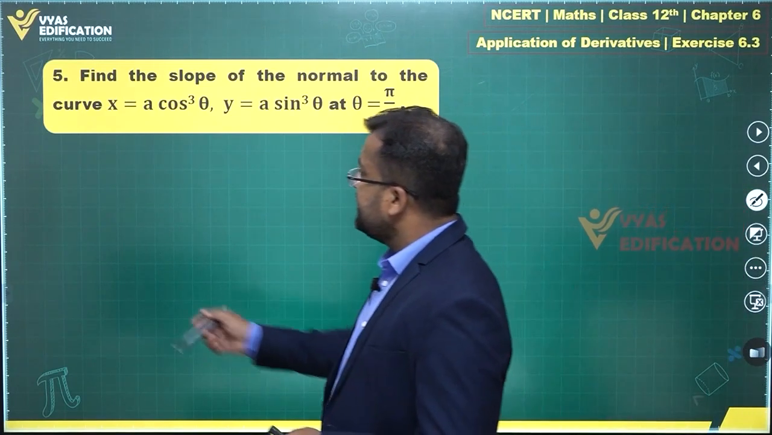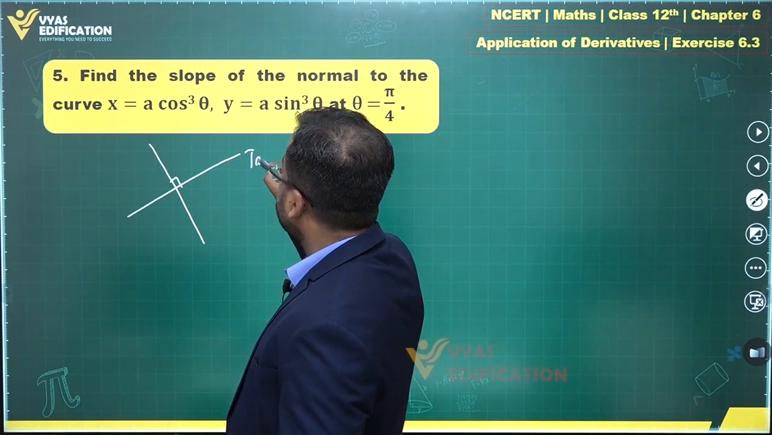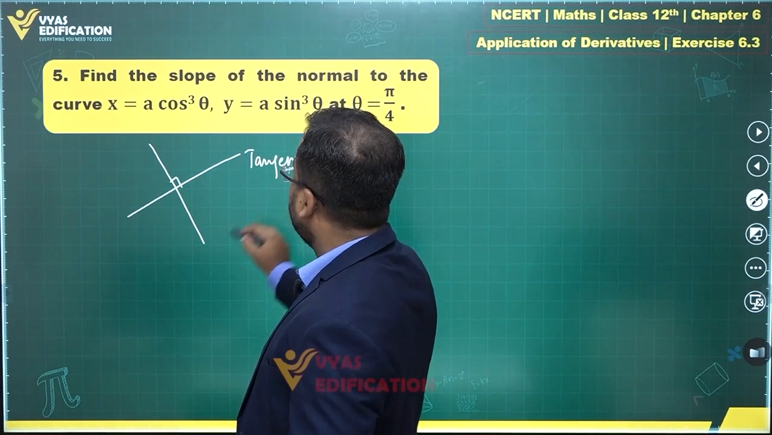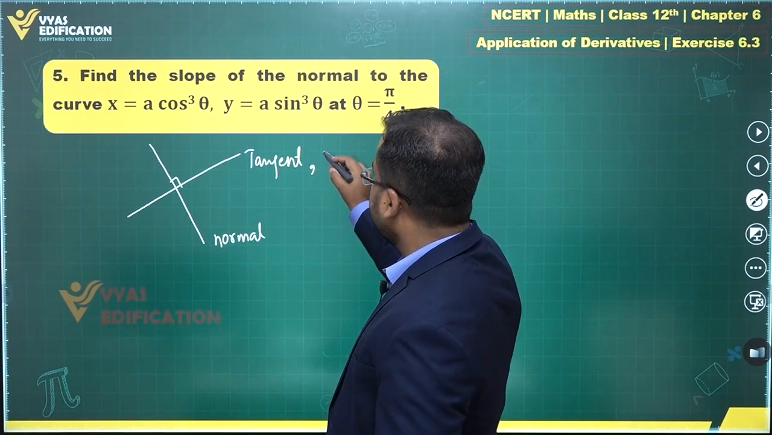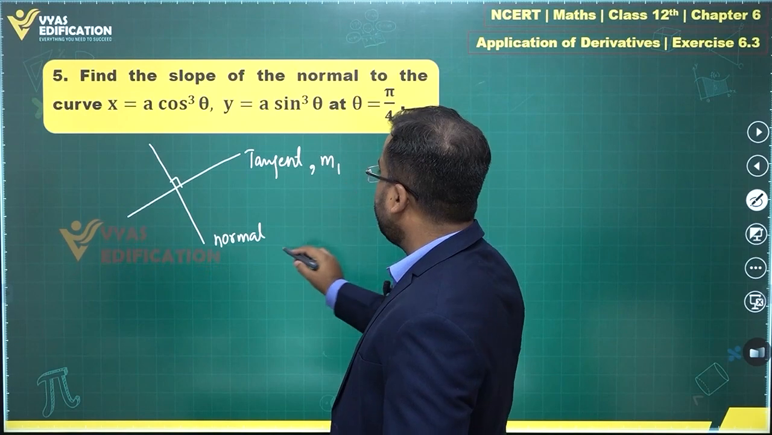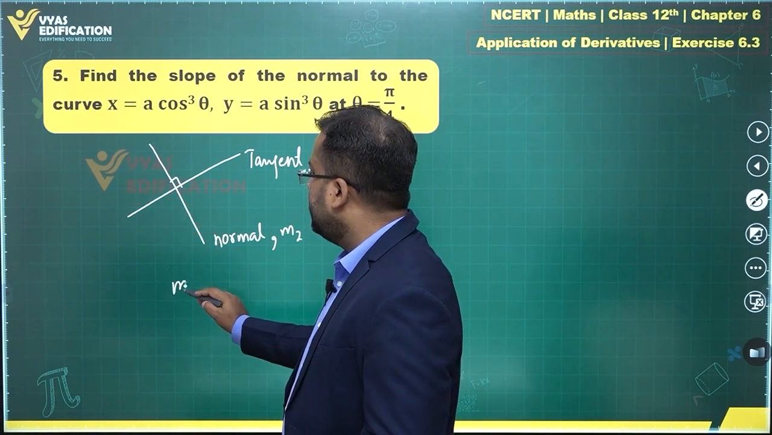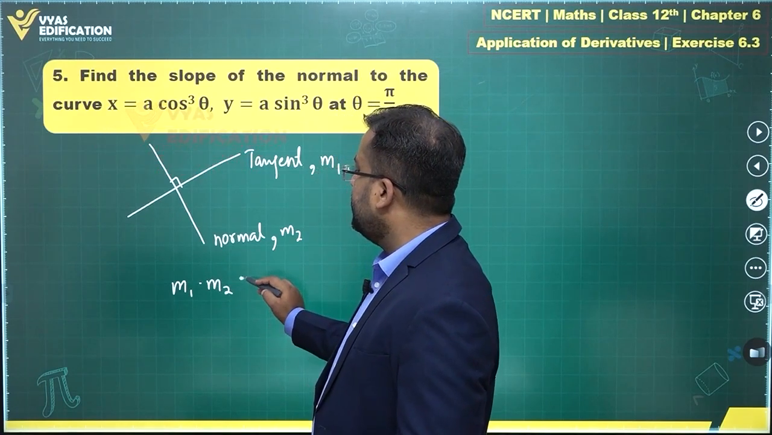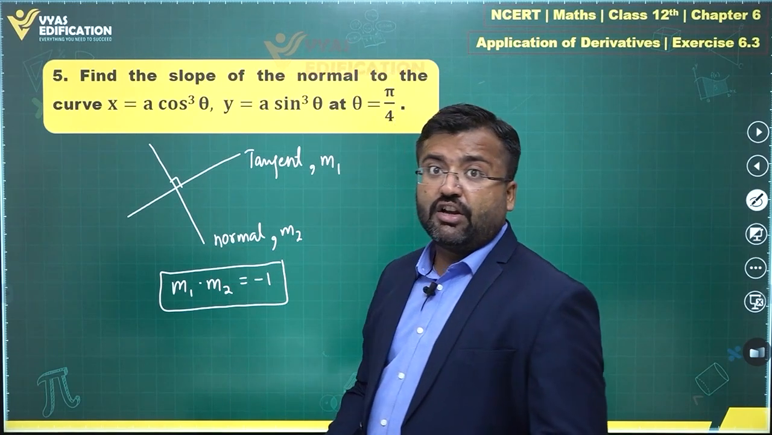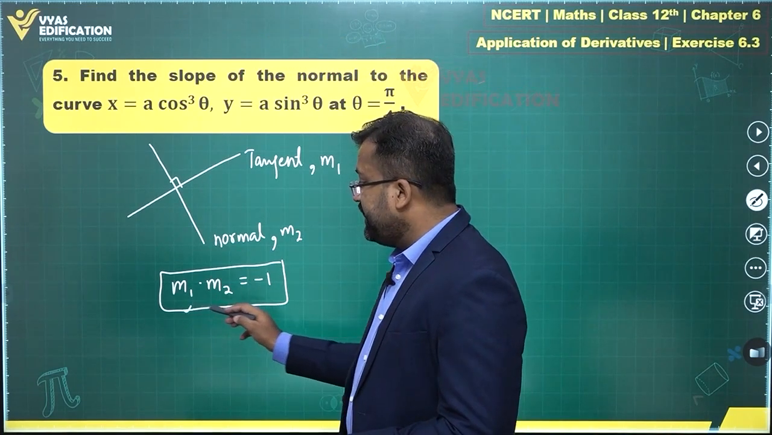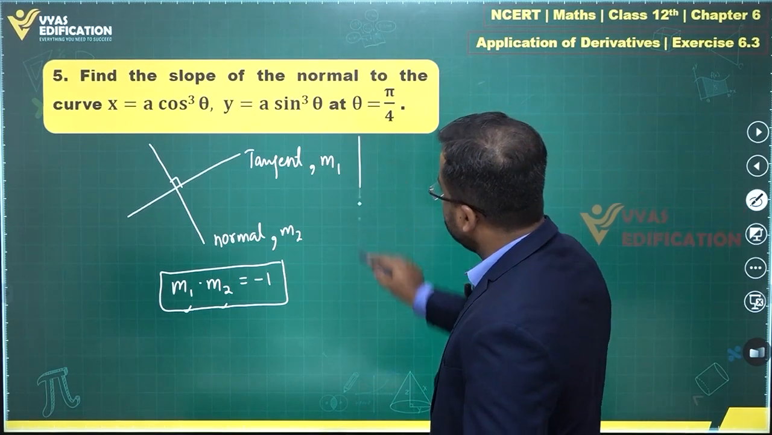The simple approach is, if this is the tangent and this is the normal, which is perpendicular to the tangent, then the normal will be perpendicular at that point. And if the slopes of tangent and normal are m1 and m2 respectively, we know that the product m1 times m2 will be minus 1. For two perpendicular lines having slopes m1 and m2, the condition on their slopes is m1 m2 equals minus 1.